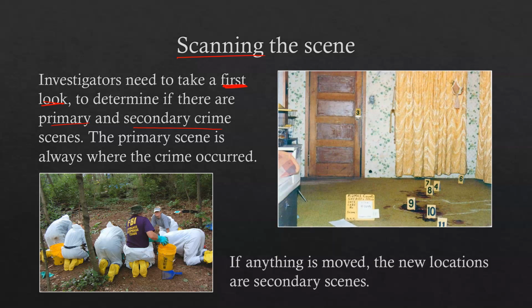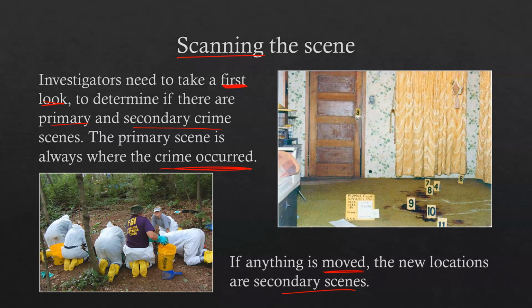So there are oftentimes primary and secondary crime scenes. The primary scene is always where the crime occurred, and the secondary scene, if there is one, is if anything is moved to new locations.